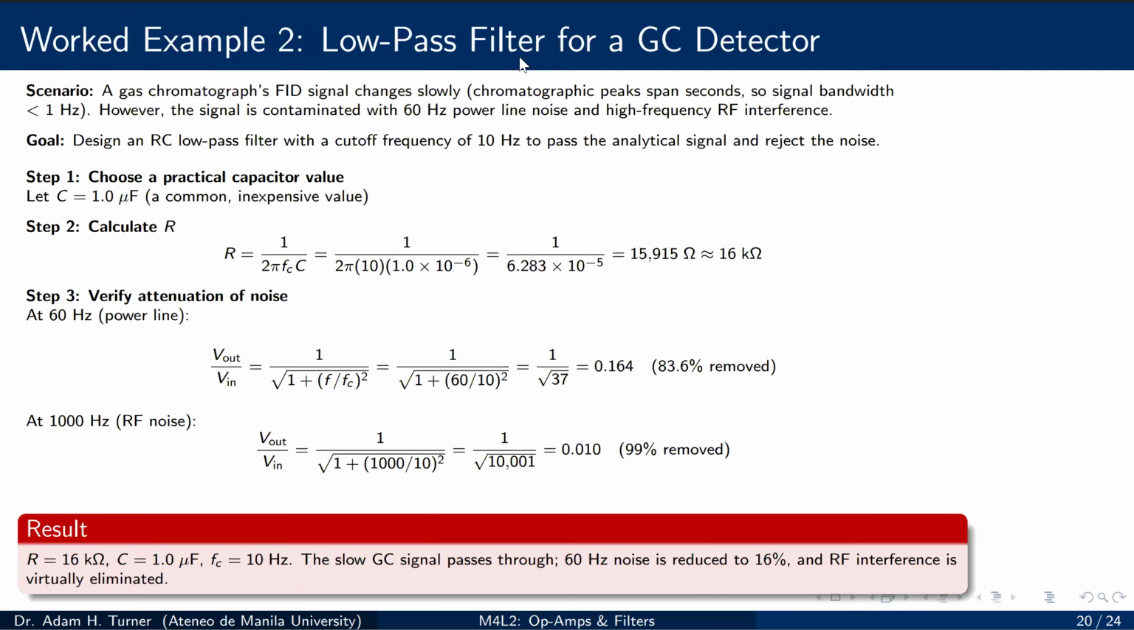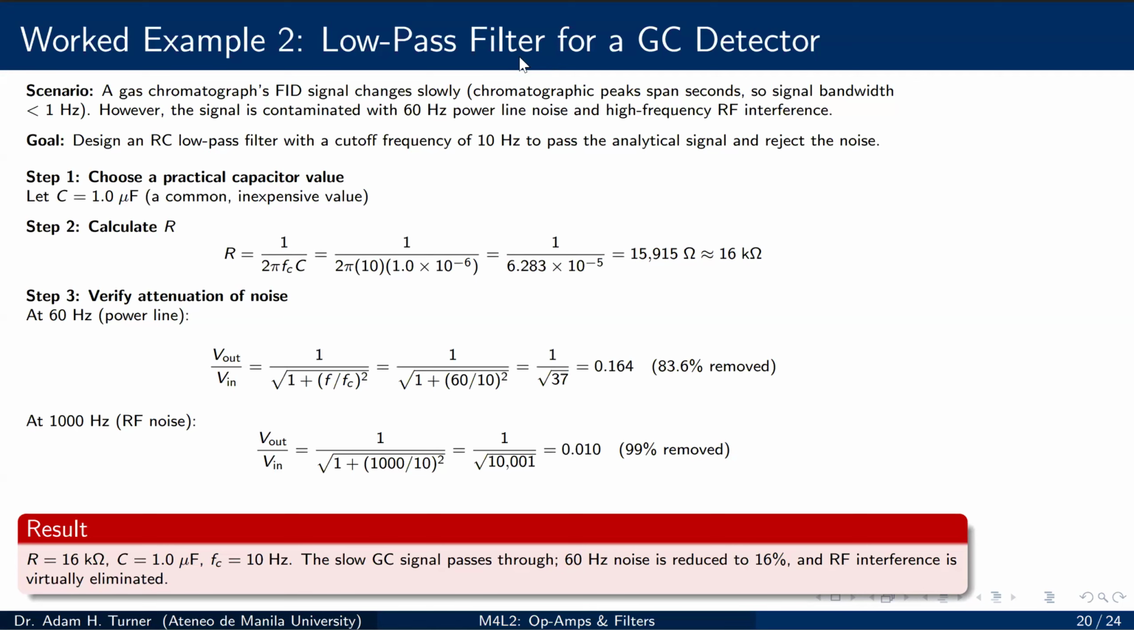Our second worked example is a gas chromatograph's FID, which produces a signal that changes slowly. Chromatographic peaks span seconds to minutes, so the signal bandwidth is less than 1 Hz, but the signal is contaminated with 60 Hz power line noise and higher frequency RF interference. We want a low pass filter with a cutoff of 10 Hz. This is comfortably above the signal bandwidth, but well below the noise frequencies.